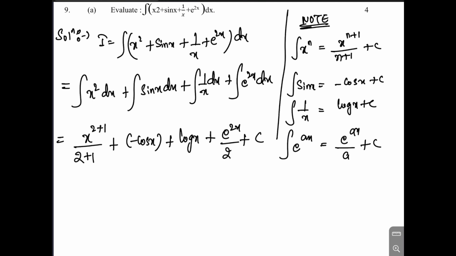At the end of the solution we need to add the c value as an integration constant here. So here x raised to 3 divided by 3 minus cos x plus log x plus e raised to 2x divided by 2 plus c. This is our final answer.